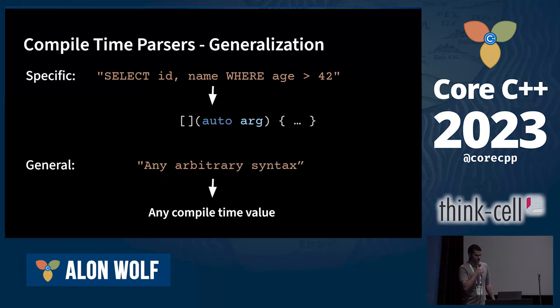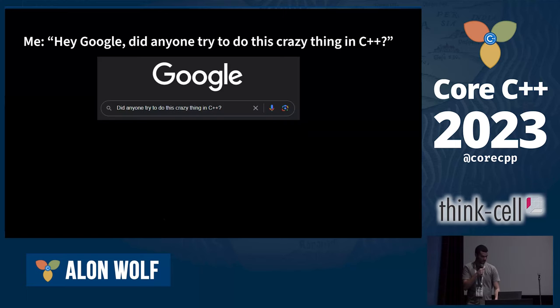Let's generalize it. So in the specific case, we had an SQL-like syntax that was transformed into some sort of lambda. The general case for compile-time parsers is that we can have any arbitrary syntax and convert it into any compile-time value. Now, you might ask yourself, is something like this even possible? Well, spoiler alert, the answer is yes, and by the end of the talk you will know how, but we need to start from the beginning, which in my case was a Google search.